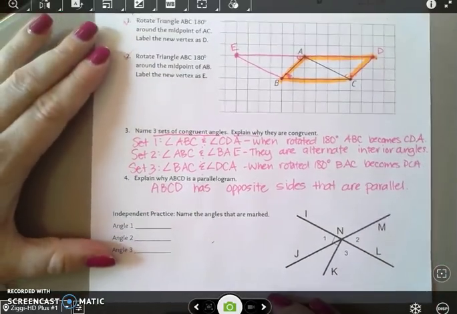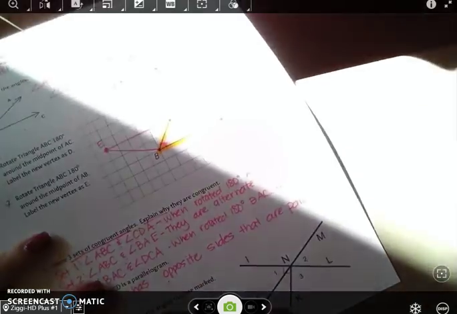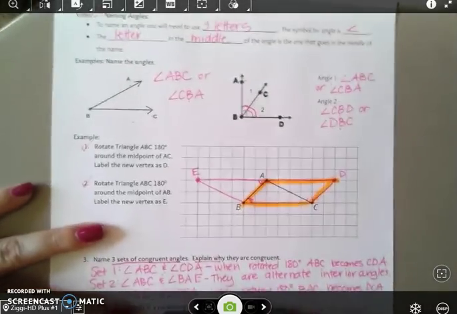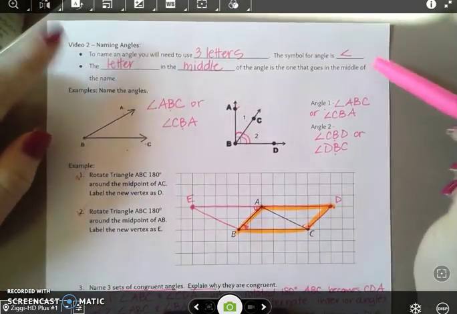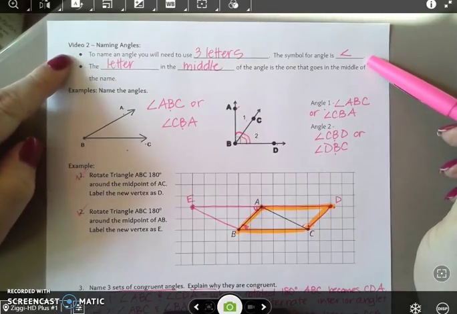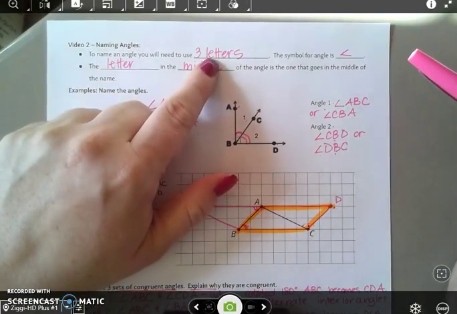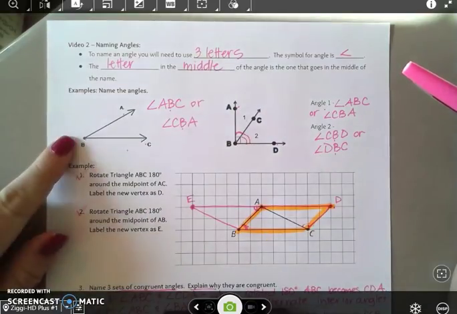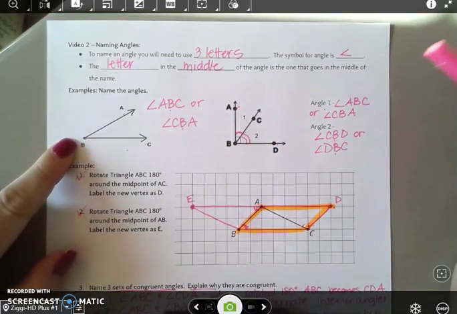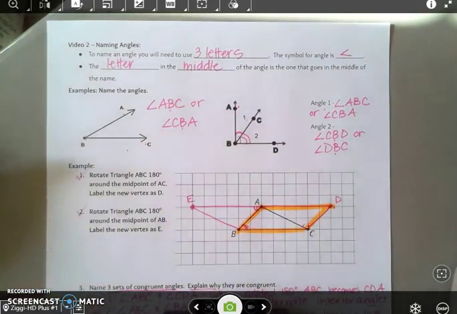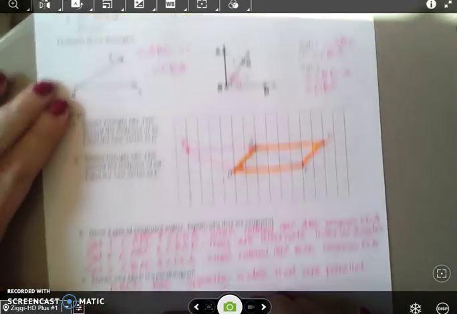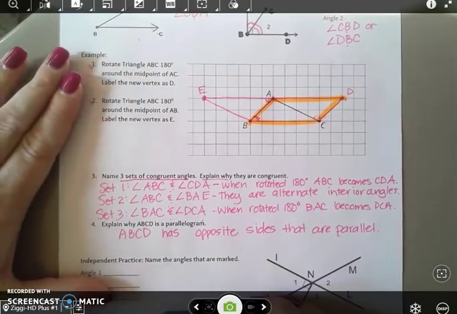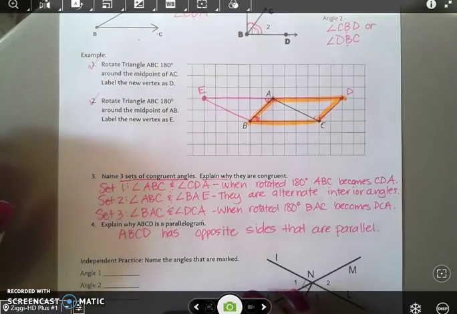So, just to recap, in this video, we talked about how to name angles, and that we have to include 3 letters. And the letter that's in the middle, the vertex, has to be in the letter of your angle name. Okay? Also, we talked a little bit about shapes and what a parallelogram is.